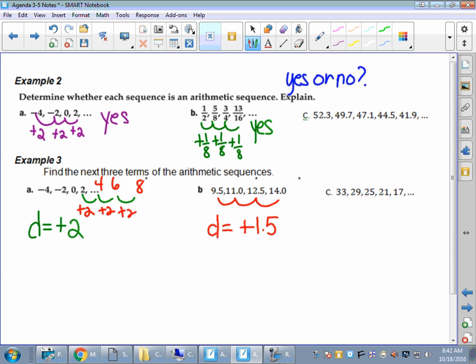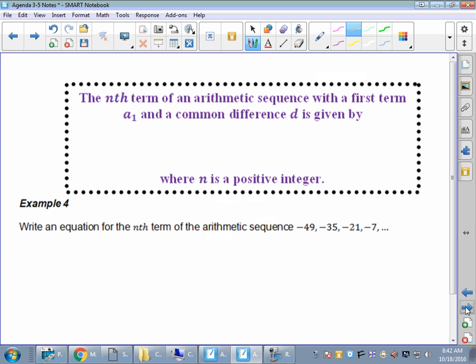Which means my next 3 terms, if the last term I give you is 14.0, if I'm following the same pattern, the next one should be 15.5. The one after that should be 17.0 or 17. The one after that should be an 18.5. Double check, make sure I did my math right. Let's skip C. We'll come back to C. We'll probably do that one in class.